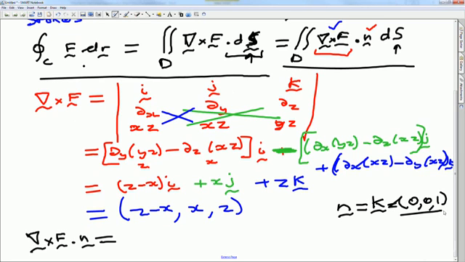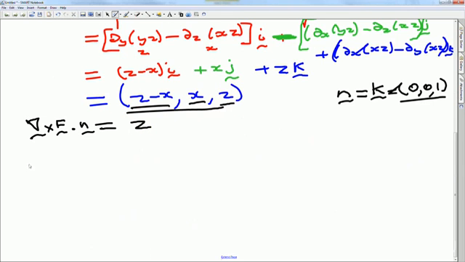So the dot product of that vector and that vector is just going to be, well, 0 times this one, nothing, 0 times the second term, nothing, and 1 times z. So it's just going to equal z in this case. And so our line integral, which we're going to work out, by Stokes is equal to the double integral over our disk sitting up there in space of this particular dot product, that's z, dS.